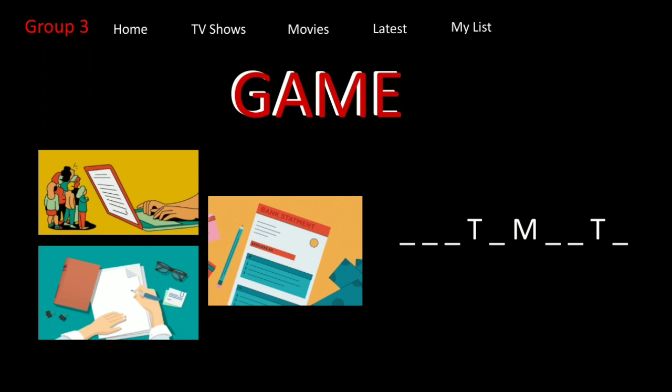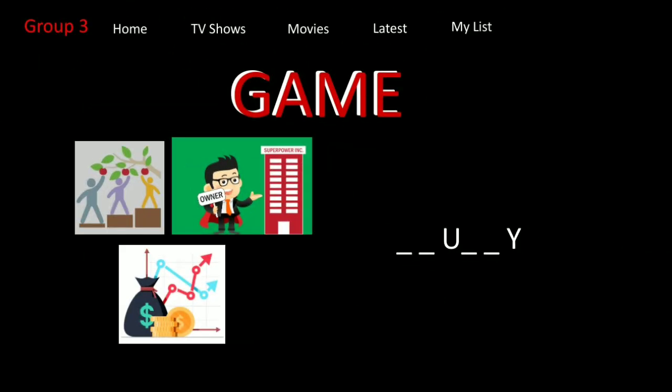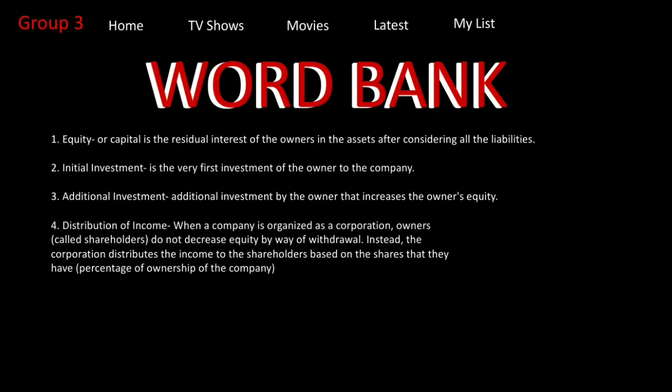Next, we have here a paper and a pen, and there is text inside the paper. Any guess? That's right, statements. Last one, as we can see, there's an owner and there is money. Any guess? Correct, equity. On the next slide, we are going to see the word bank.